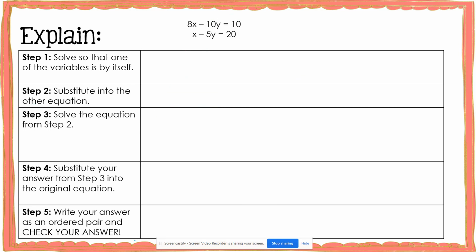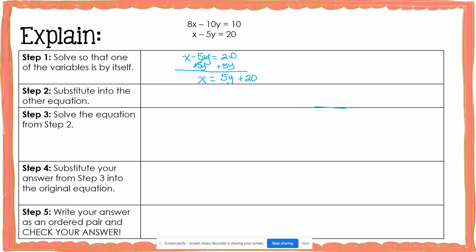Next, we see 8x minus 10y equals 10 and x minus 5y equals 20. We can see that in this second equation, our x value has a coefficient of 1. That means that that equation would have an easy time of getting x by itself. So let's start with that equation. So x minus 5y equals 20. If I want to get x by itself, I just need to get rid of minus 5y. So I would add 5y on both sides of the equation. Well, these would cancel, and I'd get x equals, and then I have 20 plus 5y, or that's the same as 5y plus 20.